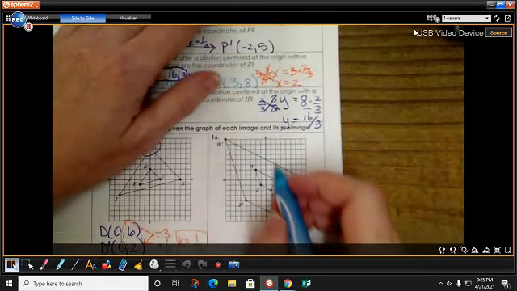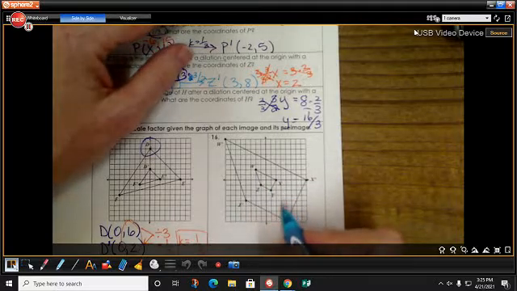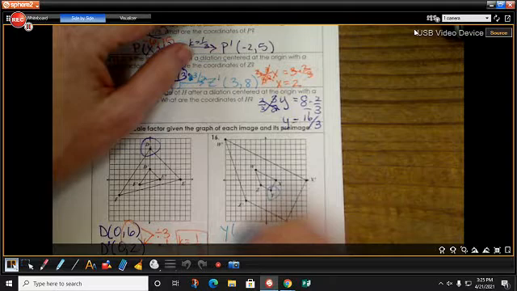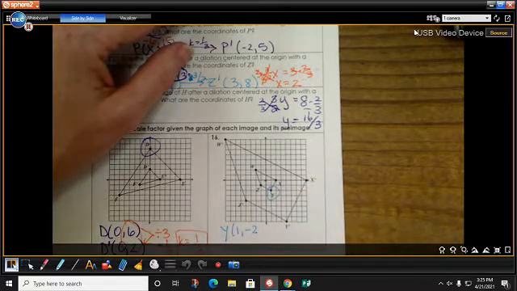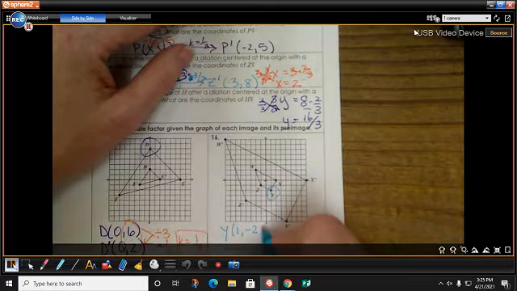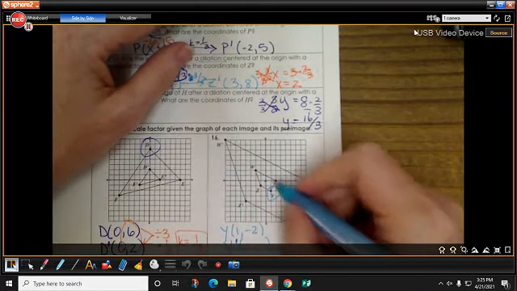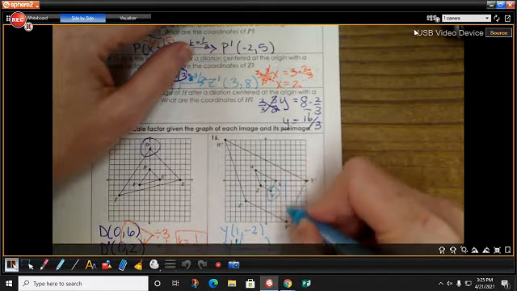Let's try another. Here, my originals now are the smaller ones. So let's pick point Y. So point Y is at 1, -2. Is it? Yeah, there's center 1, -2. Yep, okay. Just making sure I'm counting right. Don't want to mess everything up. So I'm at 1, -2. And my Y prime, 1, 2, 3, 4, 1, 2, 3, 4, and -10.